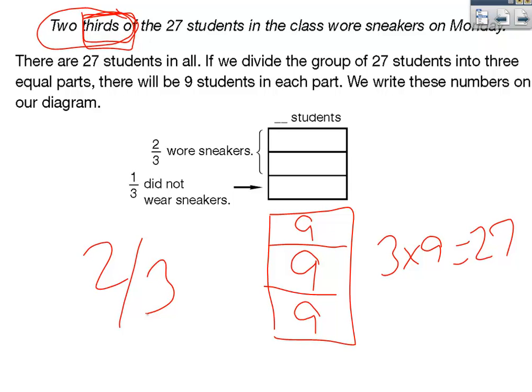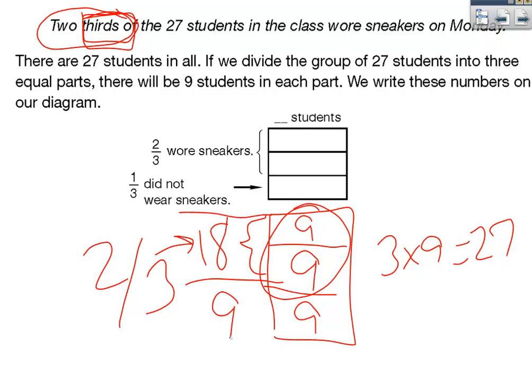So now it wants to know what percent of the class wore sneakers. Well, if 2/3 right here wore sneakers, how many wore sneakers? 18 did, so we know that 9 did not.